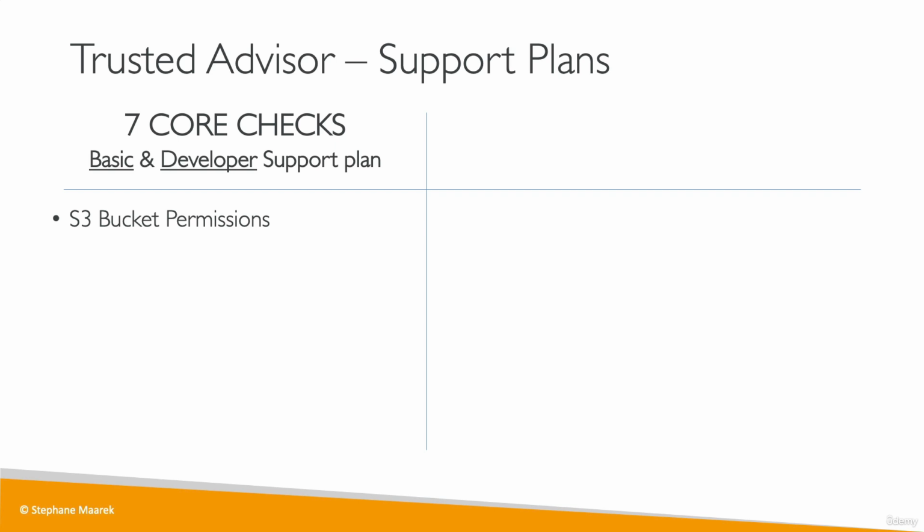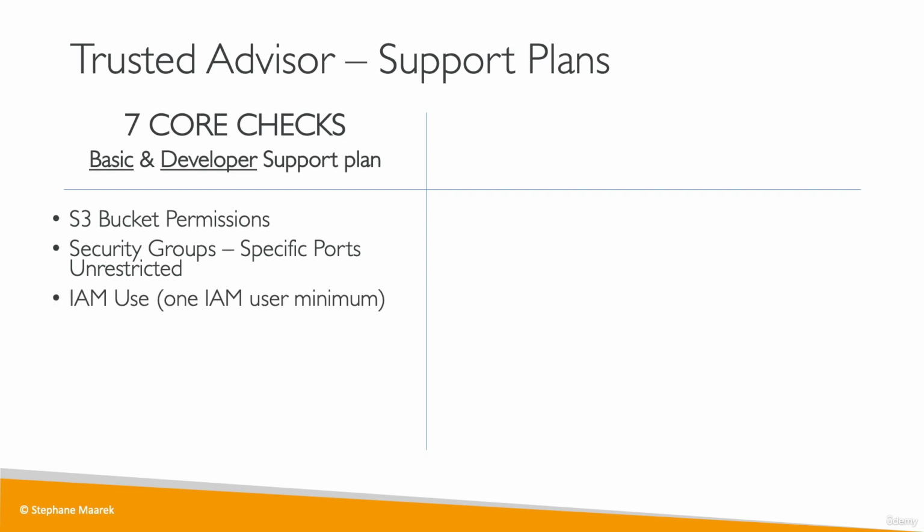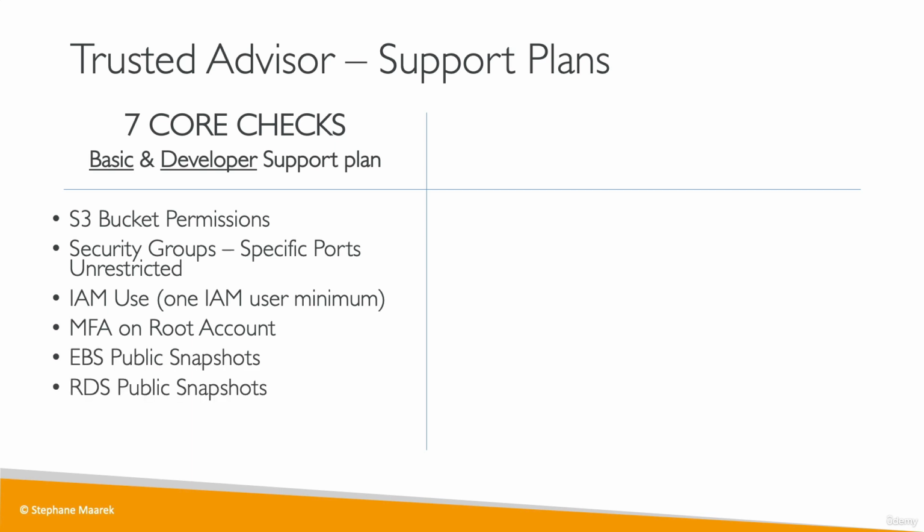So we have 7. We have S3 bucket permissions, making sure a bucket is not public. Security group, making sure that some ports are not unrestricted, such as SSH. IAM, making sure that we have at least one IAM user in our accounts. MFA on root accounts, making sure that we have enabled multi-factor authentication for the root accounts. Ensuring we don't have any EBS public snapshots. Ensuring we do not have any RDS public snapshots. And finally, looking at service limits in AWS. These are the 7 core checks. Please remember them, and the fact that it is for the basic and developer support plan.